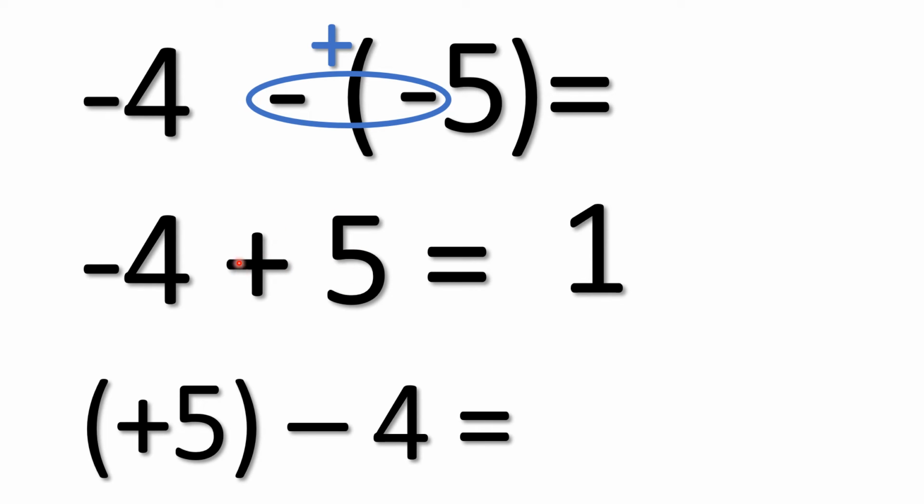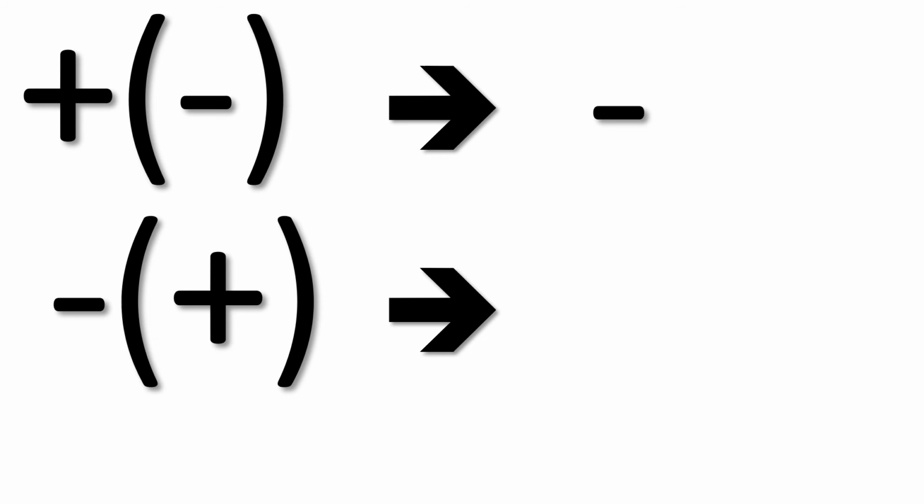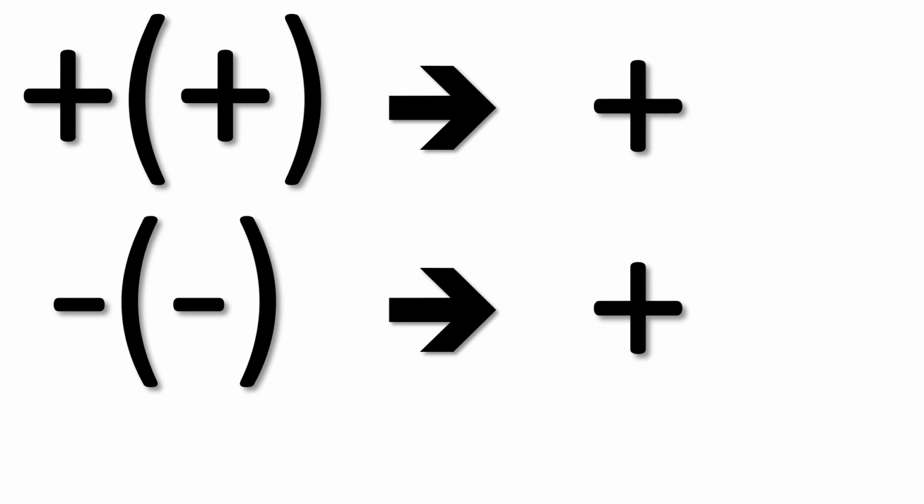So here what I did, I moved the positive 5 to the beginning. Now 5 minus 4 is easier for me. It is also 1. So these two equations, they are the same. They will give me the same answer. As we said, we only moved the places. Do not forget, the first one will give me negative. The second one will also give me a negative. Positive and positive, I can replace it by positive. Negative and negative, I can replace it by positive.